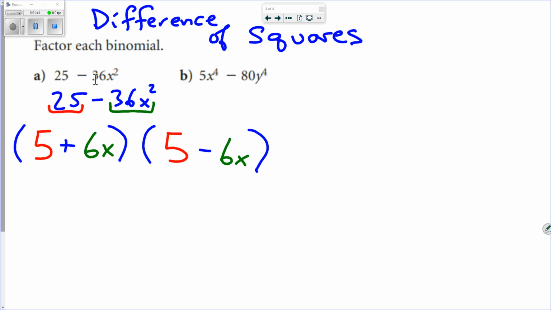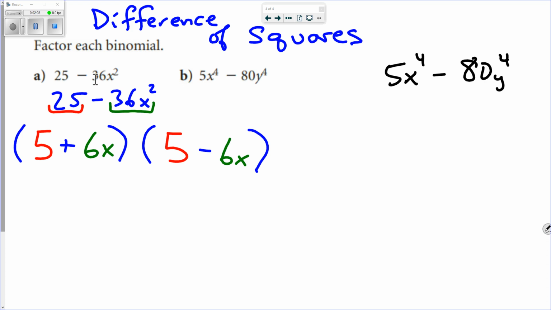Now, the second one, they add a little bit of a wrinkle. We'll write it over here. 5x to the fourth minus 80y to the fourth. Upon inspection, you see 5. Well, 5 is not a perfect square, nor is 80. So we have to take a step first.